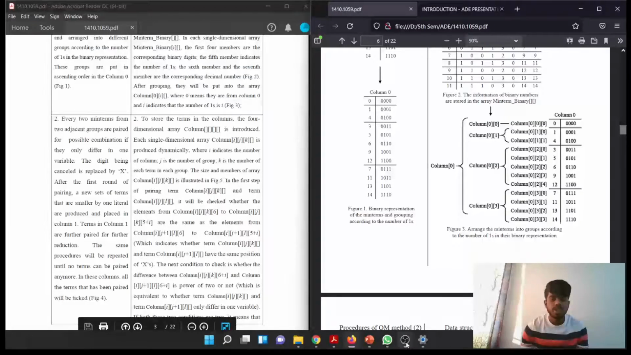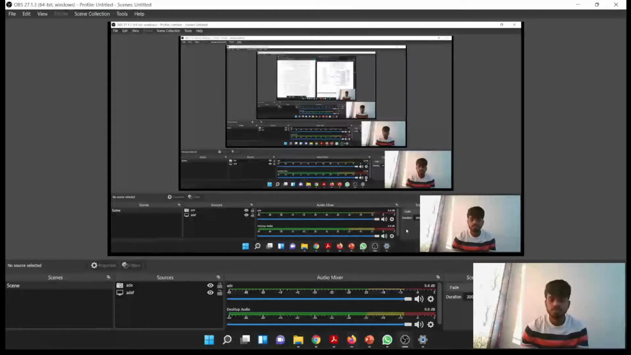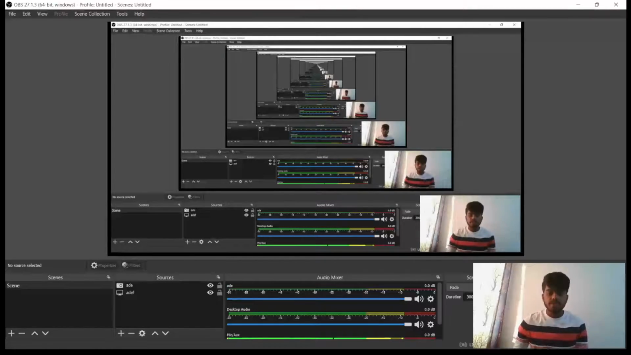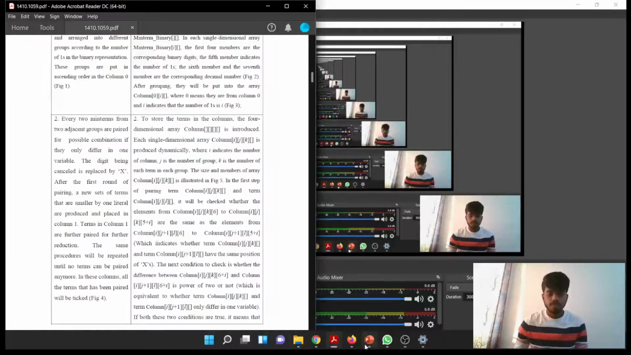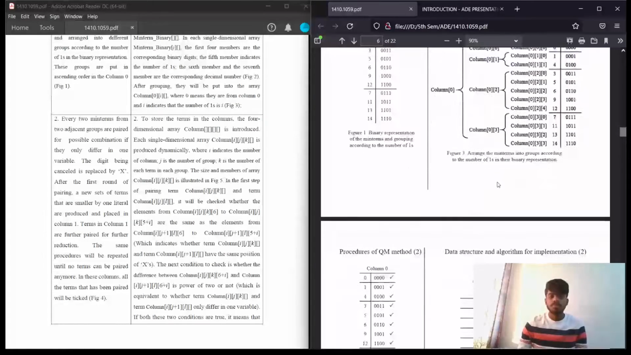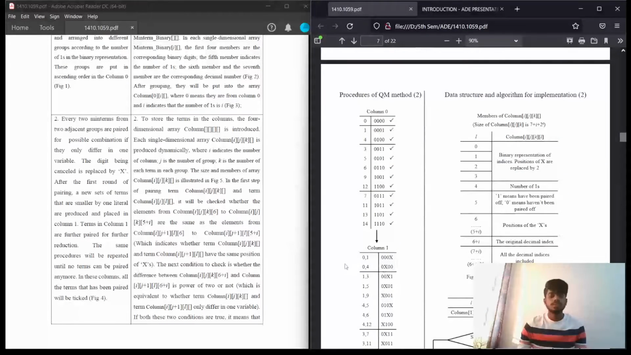So now let's come to the second part of this data structure and application, including how actually this is produced. We all saw how it's seen from one group to another group, and if they differ only by one digit, then it's checked for possible combination, and wherever they differ by one digit, that is replaced by X. The same way, let's see how its data structure and algorithm part is implemented.